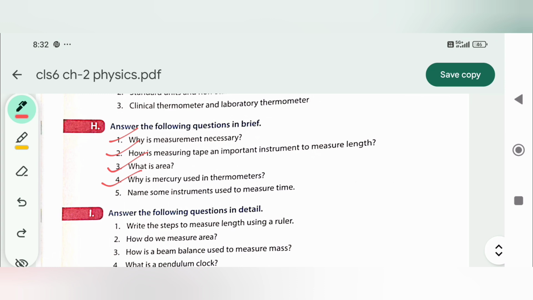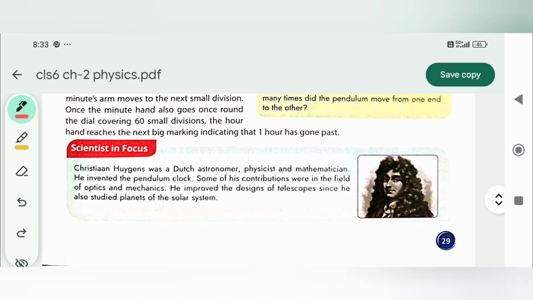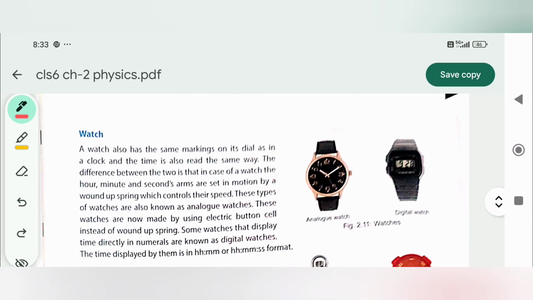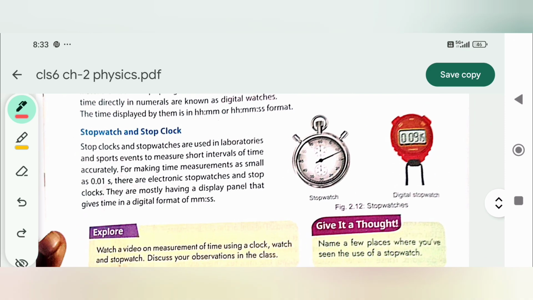Number 5. Name some instruments used to measure time. Pendulum clock. Then we have watch. One is analog watch. One is digital watch. Stopwatch. Digital stopwatch.